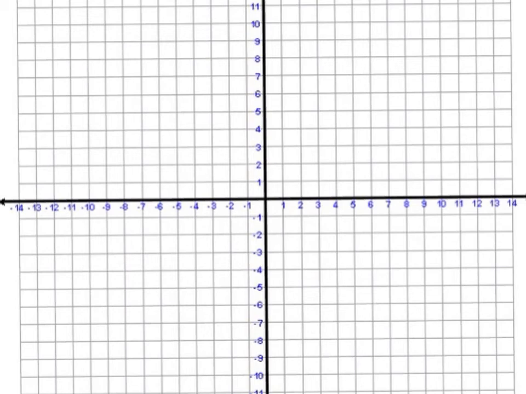Today we are going to talk about graphing equations, which is kind of a combination of the previous two lessons that we have done. If you look on the graph, what I would like you to do first is point with your pencil or your finger to the point 4, 8.